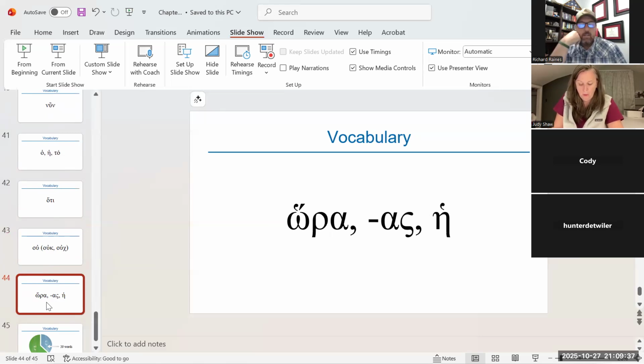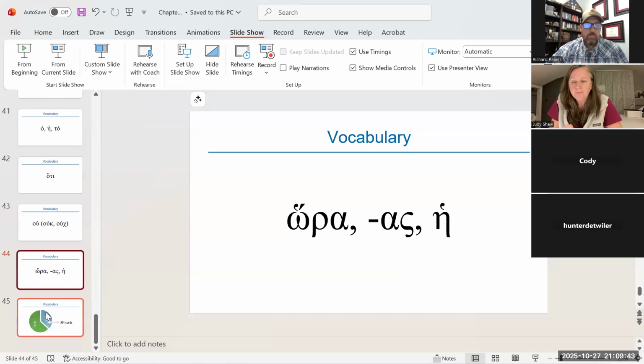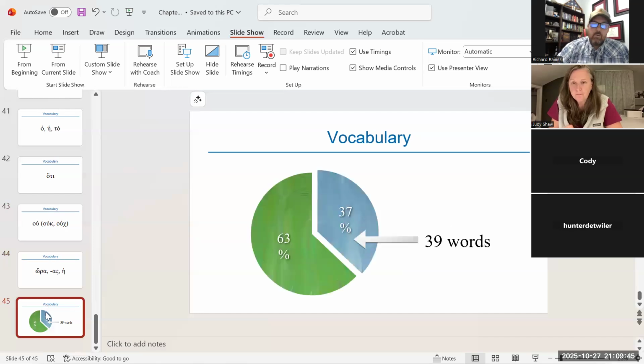All right. So if you memorize all of these vocabulary words along with the vocabulary words you've learned up to this point, then you will have learned 37% of the words that regularly occur in the New Testament. Puts it into perspective, doesn't it?